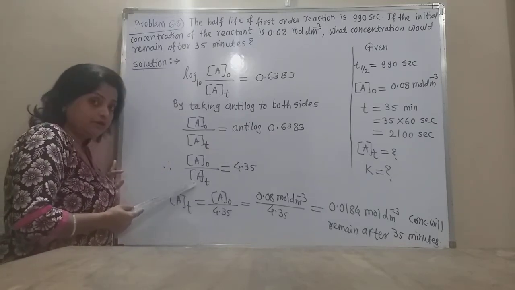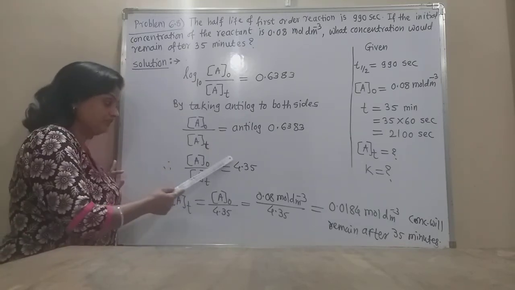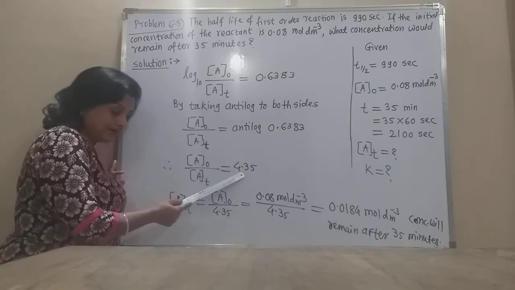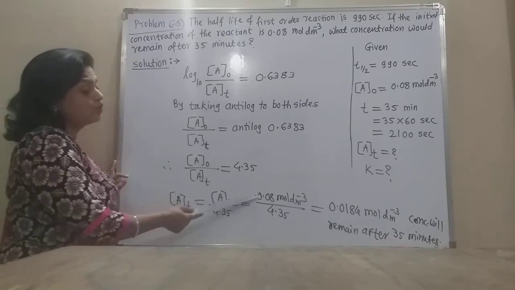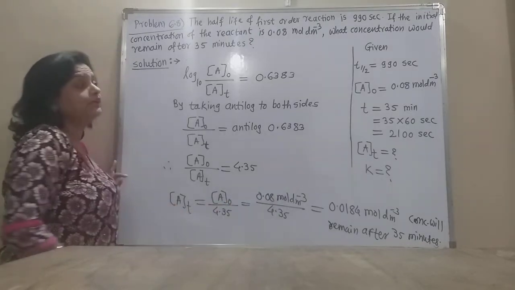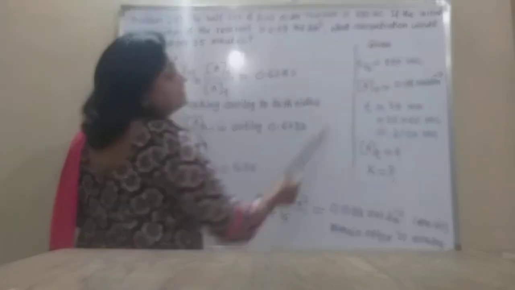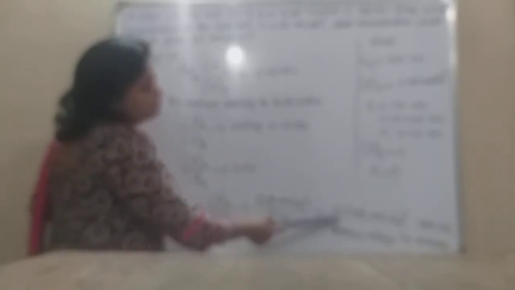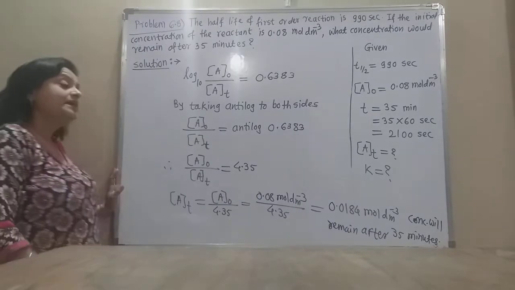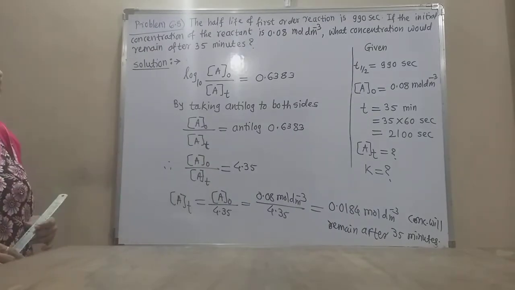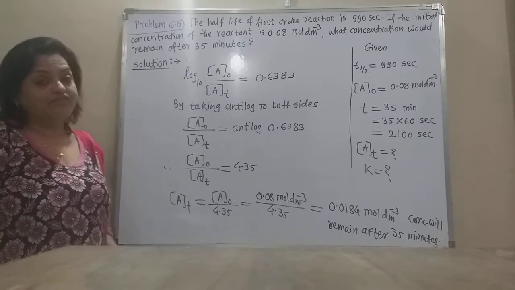Now we have to calculate this At. So At is equal to A0 divided by 4.35. The A0 is 0.08 moles per decimeter cube, that is the initial concentration of A. So 0.08 moles per decimeter cube divided by 4.35 is equal to 0.0184 moles per decimeter cube. That concentration will remain after 35 minutes.